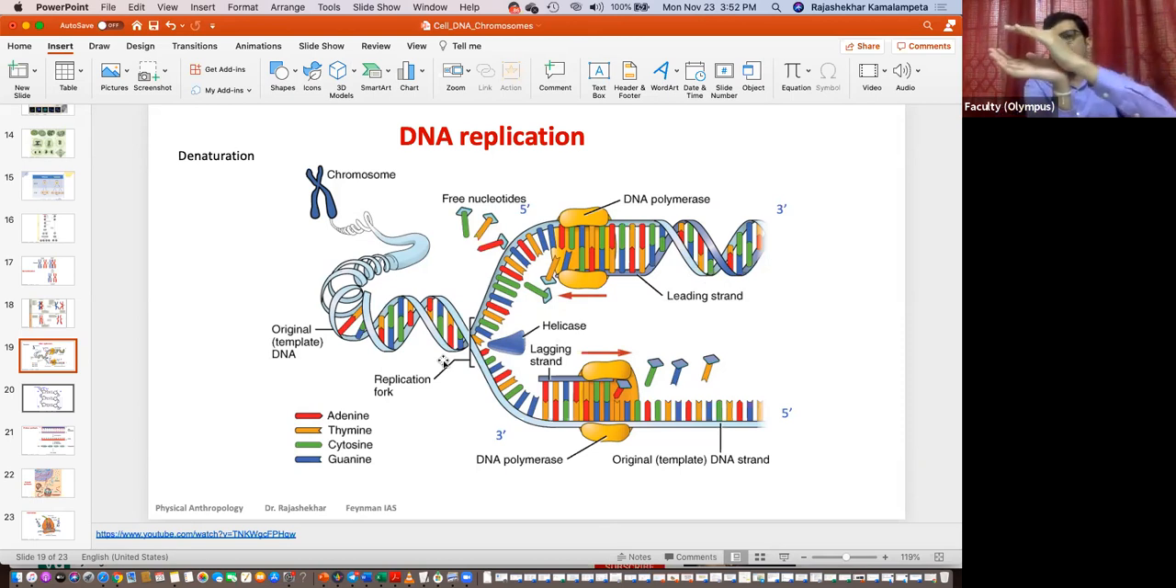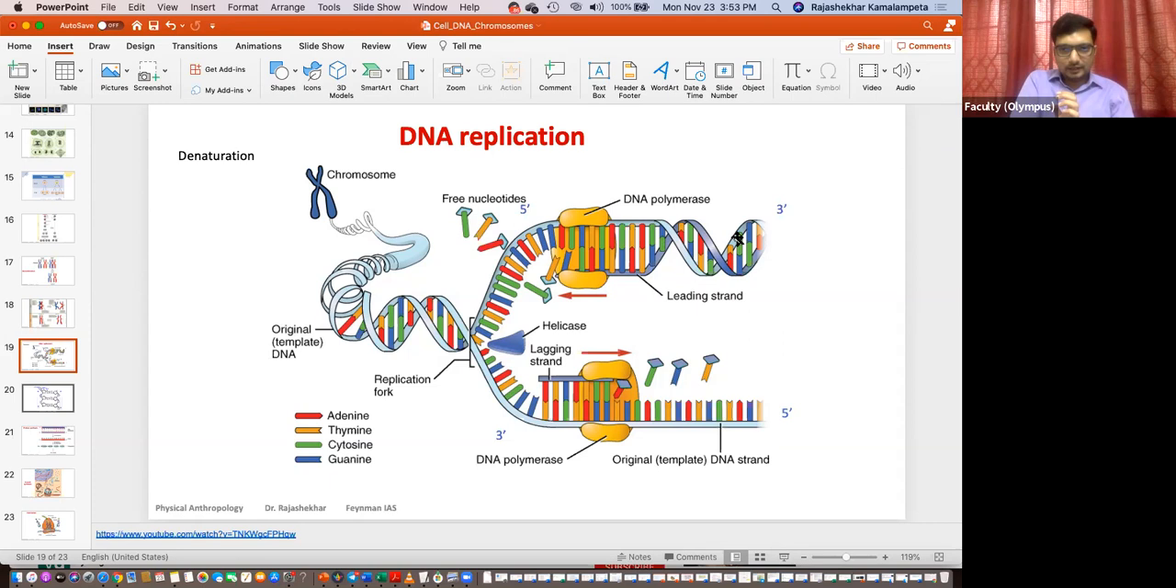Only in the region where you are making the new copy, only in that particular location. So locally, if I have to say, it got separated, and DNA polymerase is starting to act on each side. But the synthesis of DNA happens in what direction? If you really understood what I've explained, you should be able to answer this. In what direction should DNA get synthesized?